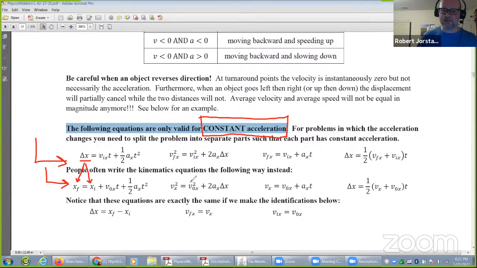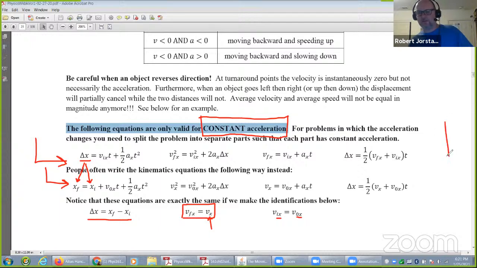Now, sometimes we're going to use these symbols, right? So sometimes we use delta x. Sometimes certain textbooks will say v final x. Others will just say vx, okay? Some books will say v initial in the x direction. Some will say velocity at time 0 in the x direction. I will use both of them, and I don't mean to mess with you.